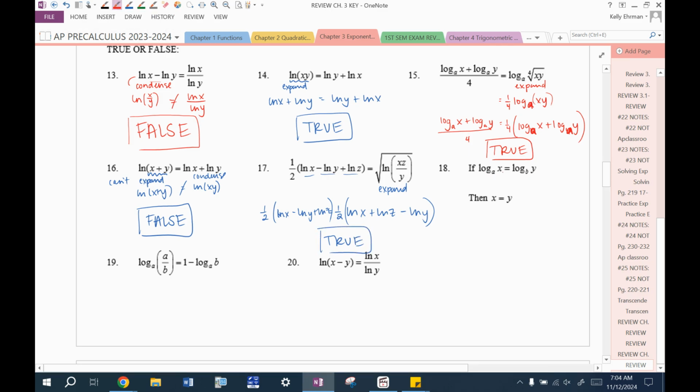If log base a of x equals log base b of y, then x equals y. This one's false because the bases need to match. It's only true if they're both base a or both base b.